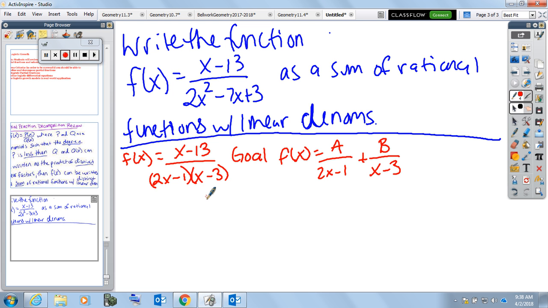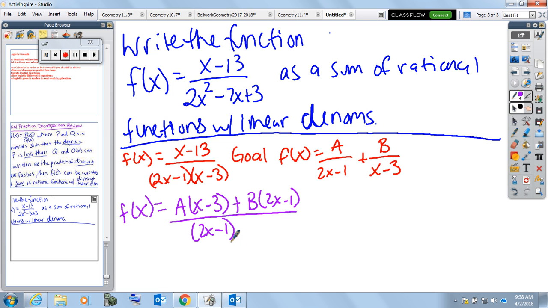So let's say, for instance, I went ahead and did just that. I said that f of x is equal to a times (x minus 3) plus b times (2x minus 1), all over (2x minus 1) times (x minus 3). Well, what does this mean for us now? This means that the numerator, a times (x minus 3) plus b times (2x minus 1), actually equals x minus 13, because that's what the numerator of the original function f of x equals.